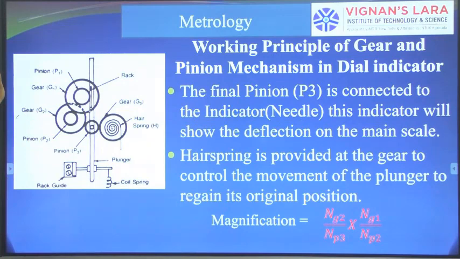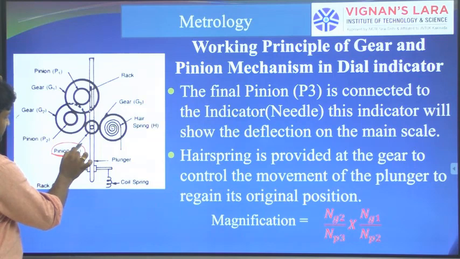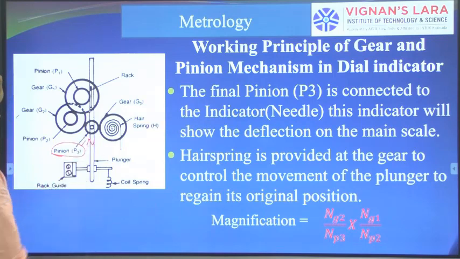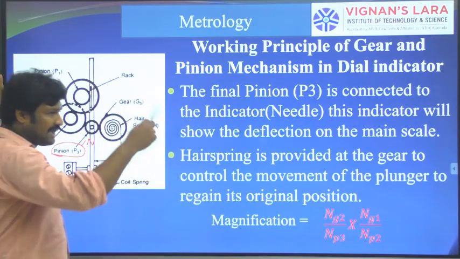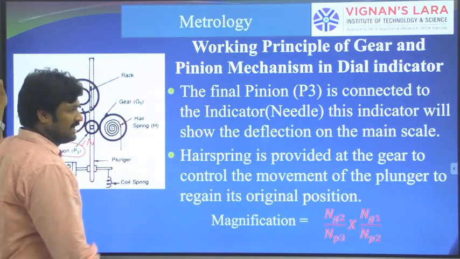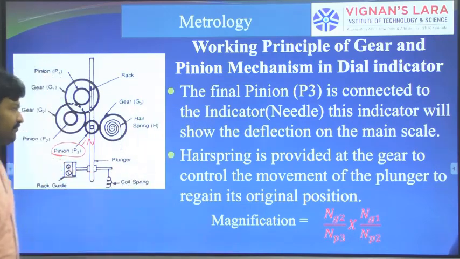Next, the final pinion P3 is connected to the indicator. So this is our P3. This P3 is connected to the needle. The final P3 is connected to the indicator needle. This indicator will show the deflection on the main scale. So on the dial gauge, on the graduated scale, this needle gives a deflection.